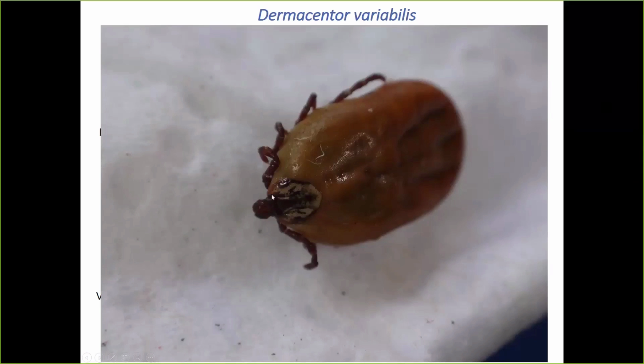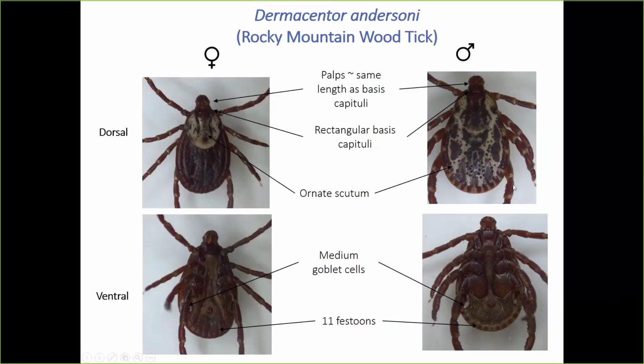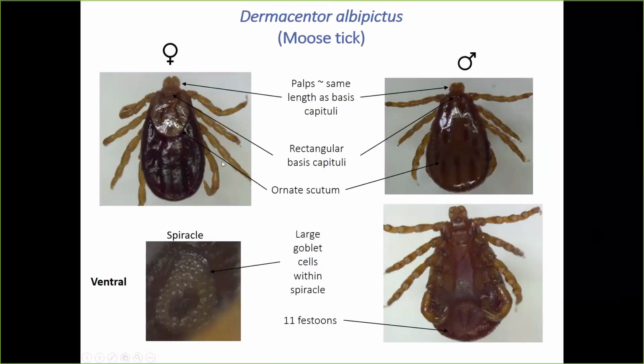And don't forget, when these engorge, the scutum stays the same size. So the ornate nature of the scutum is still captured in an engorged specimen. Here's the Rocky Mountain wood tick, very similar, but again, you go to those goblet cells, and you can see this one's a medium-sized goblet cell. American dog ticks had small cells, and here's the last of the Dermacenter.